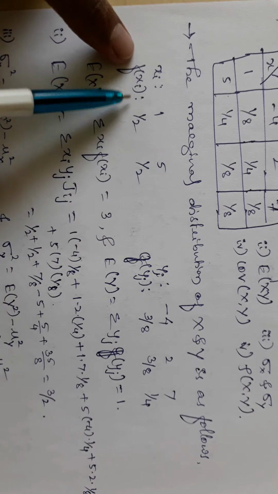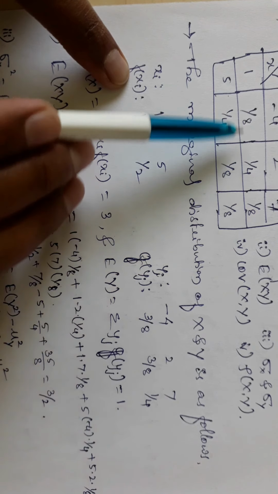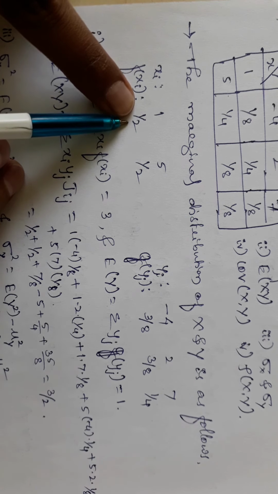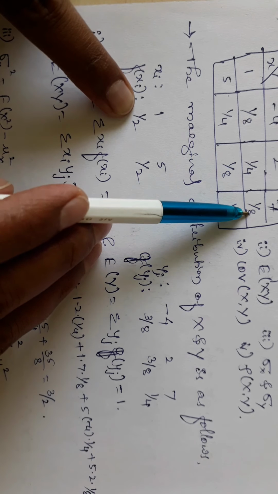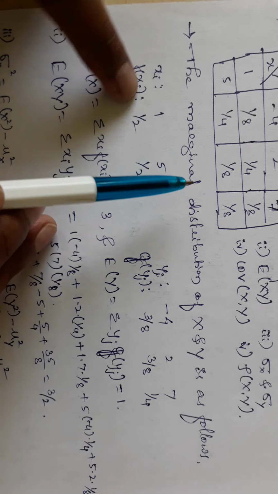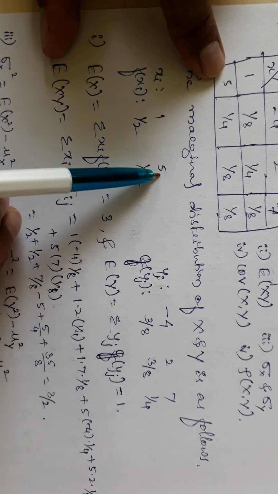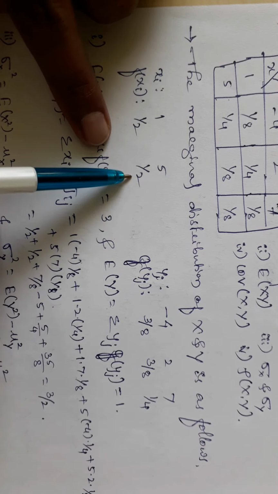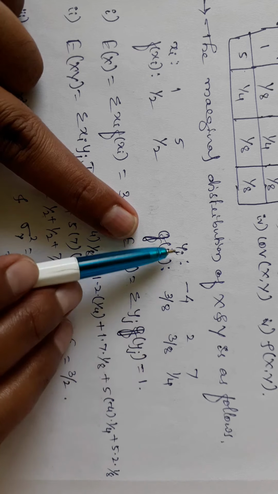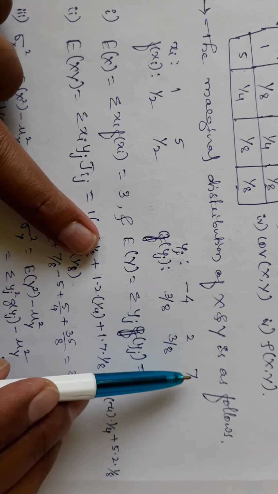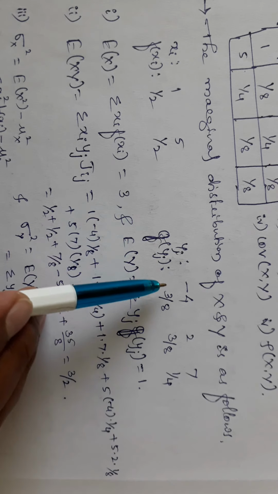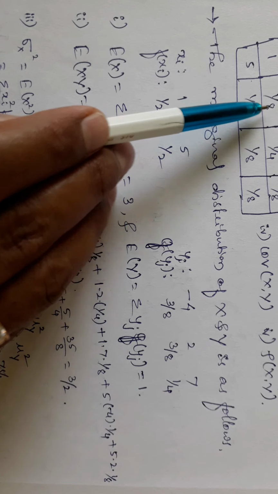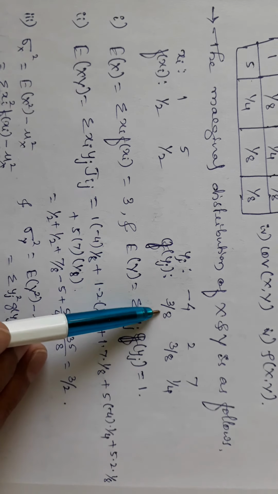Now f of xi, that is the sum of the first row: 1/8 plus 1/4 plus 1/8, we get 1/2. Next, the second row, that is 5: 1/4, 1/8, 1/8, the sum is 1/2. Similarly, the marginal distribution of y values is minus 4, 2, 7. Now the sum of column values: for the first column, minus 4, the sum is 1/8 plus 1/4, we get 3/8.